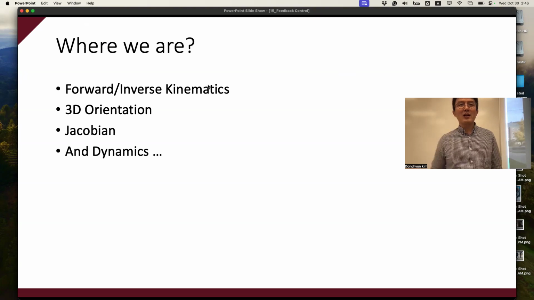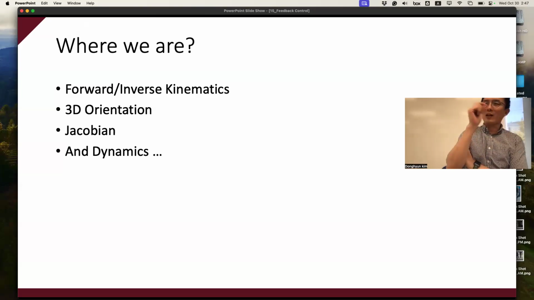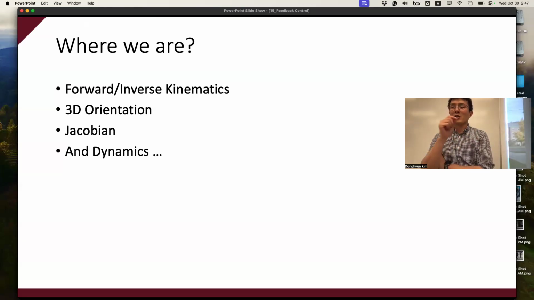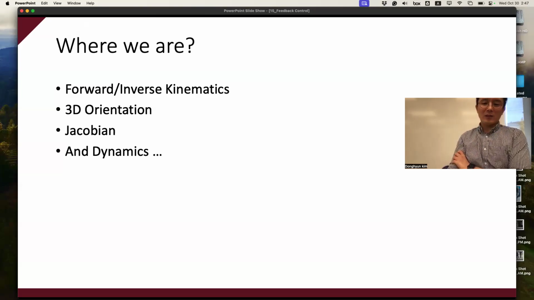That's great. So far what we learned is basically 4 things. It's a bit disappointing, right? It's just 4 topics. One is the kinematics, forward and inverse. And we also learned the 3D orientation. We learned how to use the Jacobian. And the calculation of the Jacobian is actually a bit demanding work. You need other joints and the dynamics.